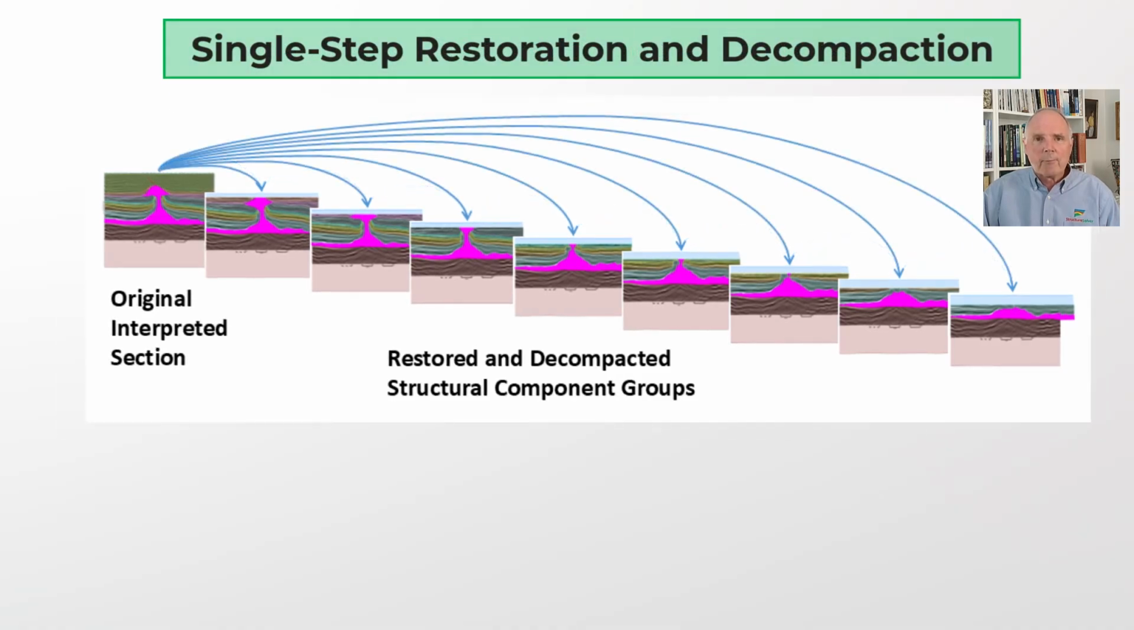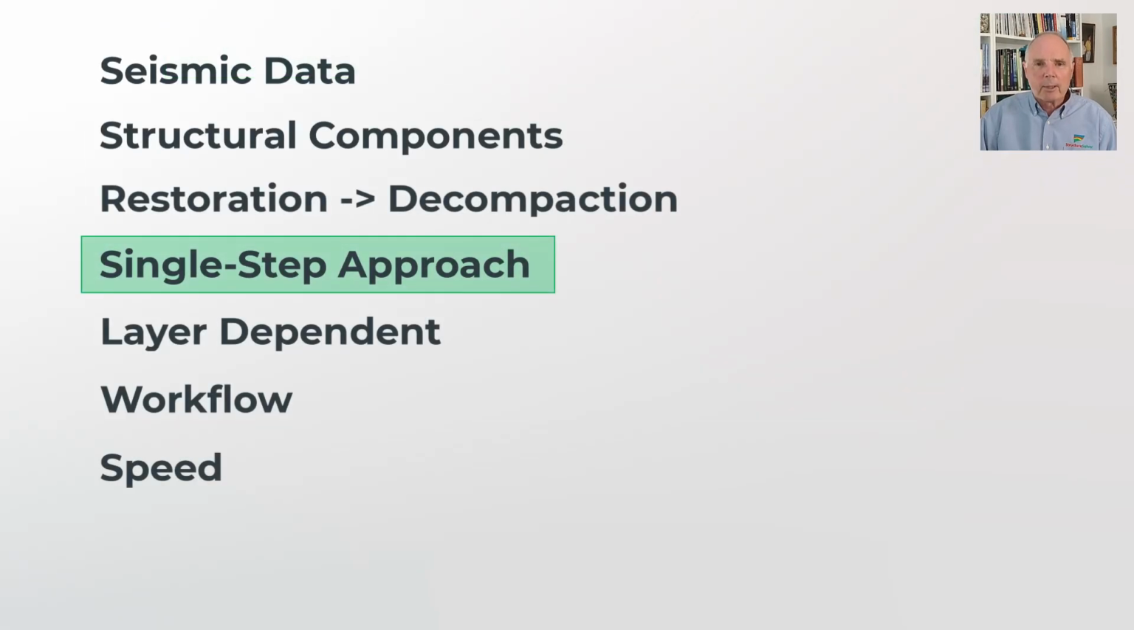Thus, we always start from structural components in their present state when producing restorations and decompactions for a particular depositional horizon. We have found that single-step restoration and decompaction on a horizon-by-horizon basis typically produces very similar results to multi-step restoration and decompaction, but with much cleaner results. Once a restored structural component has been decompacted, it cannot be decompacted a second time. However, a decompacted structural component can be further transformed in order to add a bathymetric profile, for example.